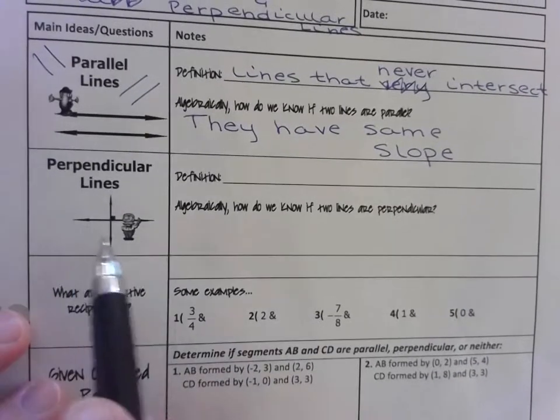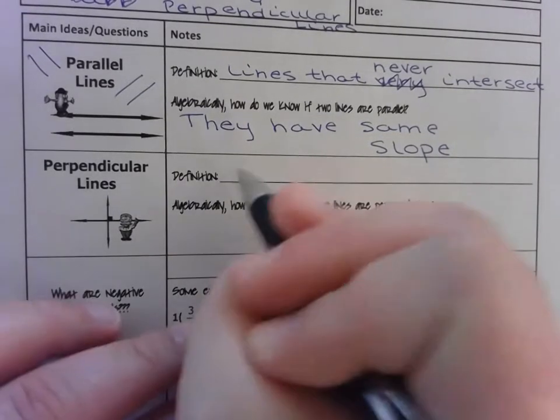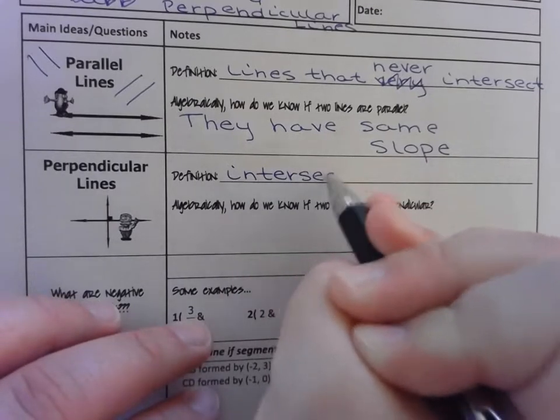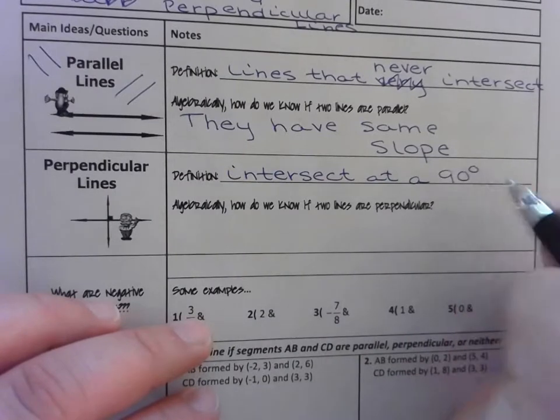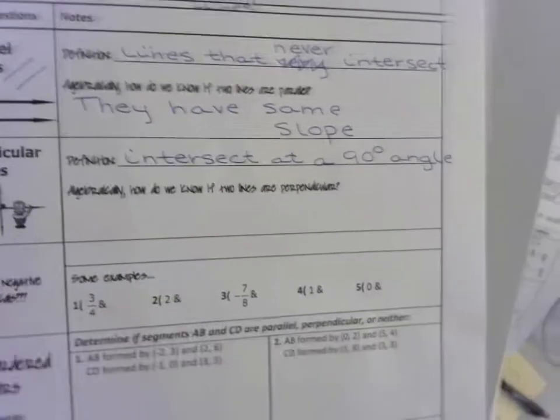Perpendicular lines, here's an example down here. Perpendicular lines, what do you already know about perpendicular lines? Intersect, a little more specific, at a 90-degree angle. So intersect at a 90-degree angle. You already know that. So we're taking stuff we already know from middle school or last semester.